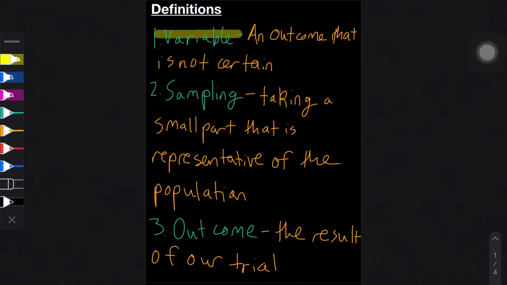So, the first term that you might probably have heard of before is going to be variable. And now, variable is super important because that's what we're going to be dealing with the entire semester. All of the problems are going to have variables in them. So a variable is an outcome that is not certain. Pretty simple on that one.